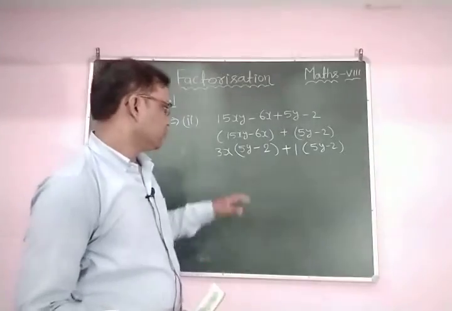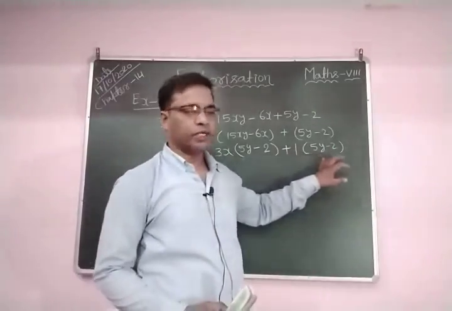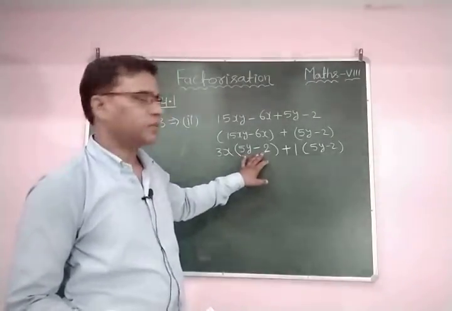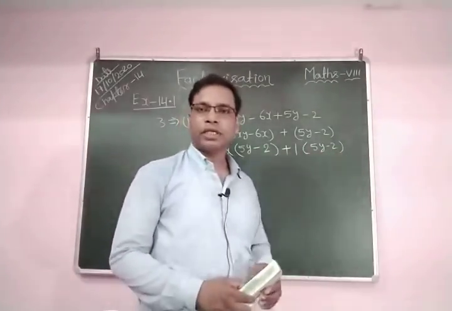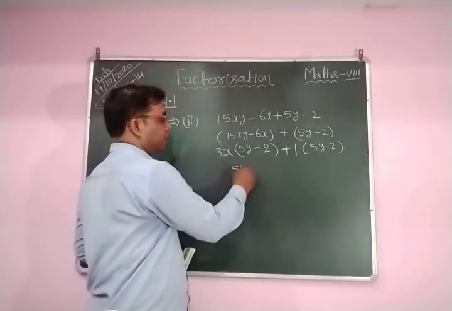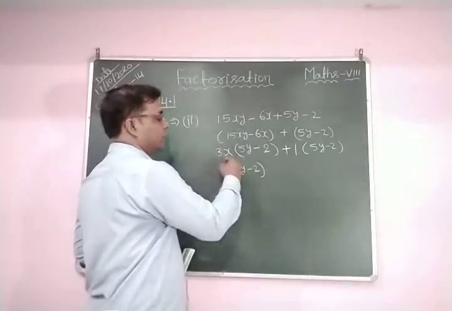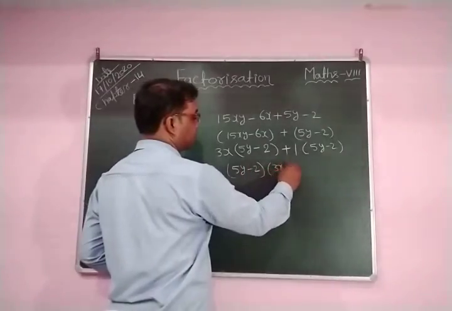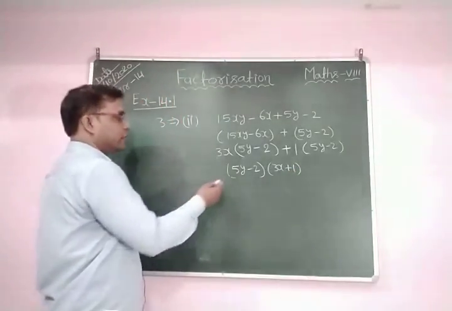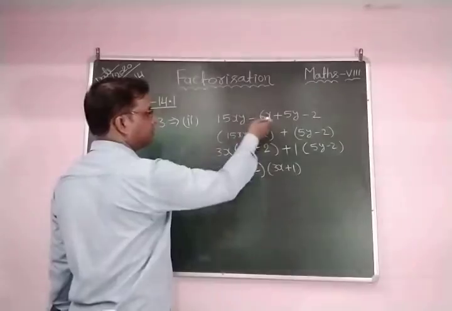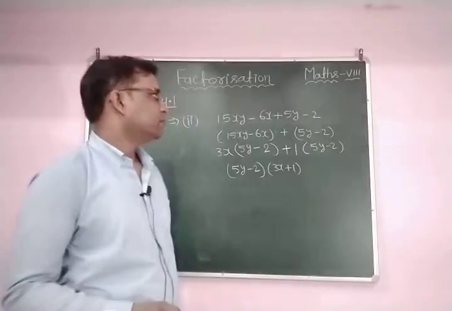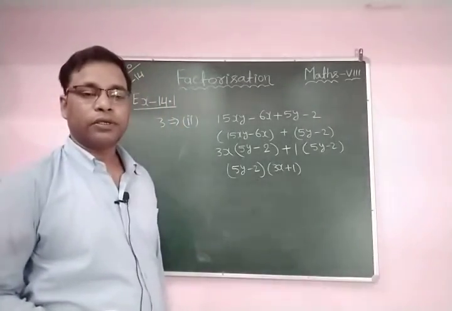Now, after this there are 2 terms, the first term and the second term. What is common between them? You can see 5y minus 2 is common. So you take common 5y minus 2. If you take common 5y minus 2, here you obtain 3x plus 1. Clear? So you can see these are the factors of the given algebraic expression 15xy minus 6x plus 5y minus 2.